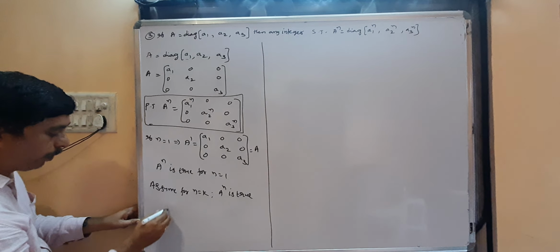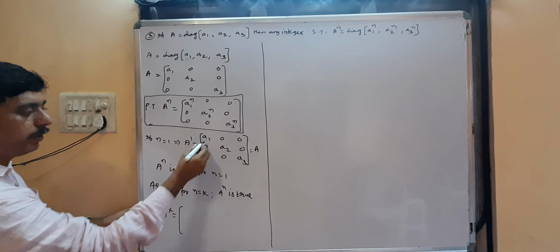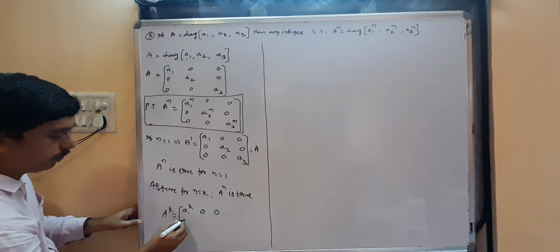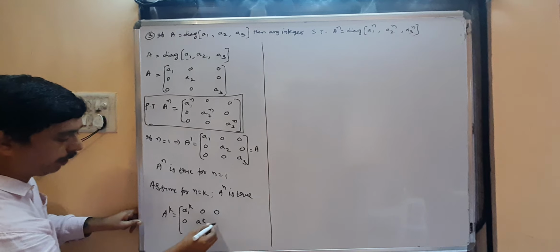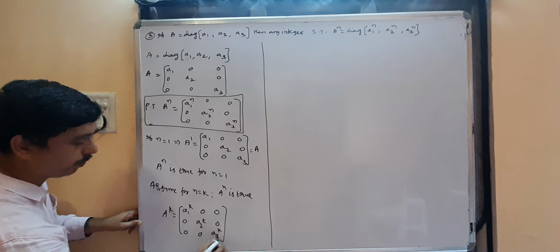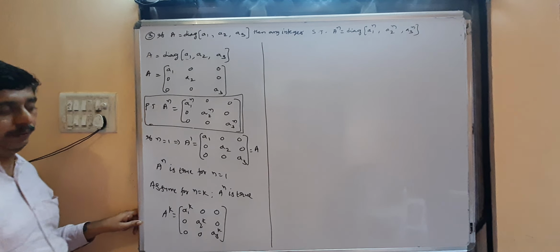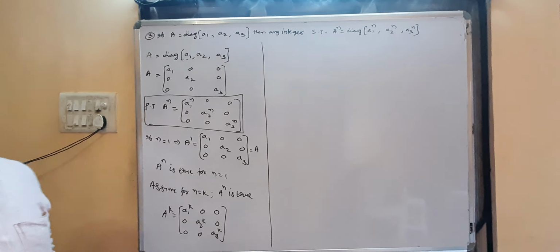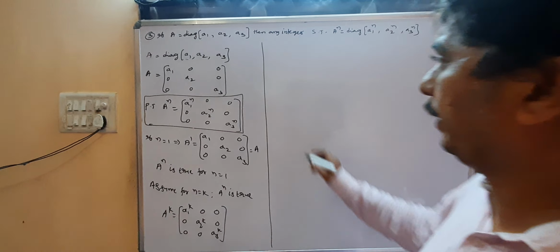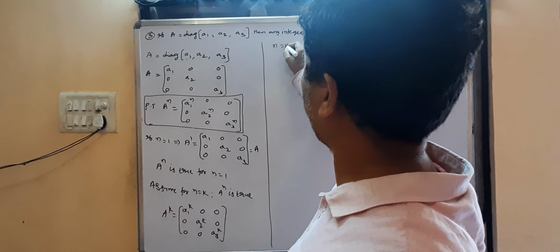That means A power k equals, in place of n you have to take k, a1 power k 0 0, 0 a2 power k 0, 0 0 a3 power k. In place of n you have to take k, we get this A power k. Next, you are going to prove for n equal to k plus 1.